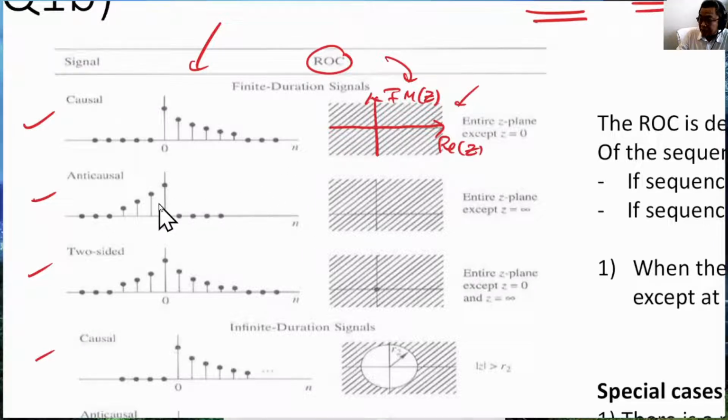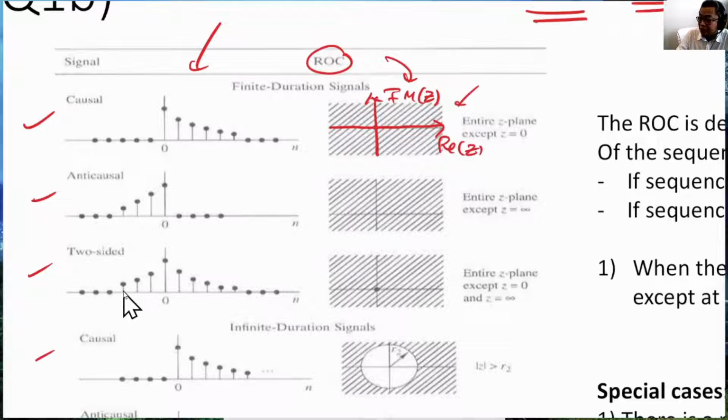This is the anti-causal sequence. It will exist actually only from x of -1, -2 up to negative infinity. If it is finite, then after some time it will become 0. So again, on top is a causal signal existing only on positive time, but after a finite n, the rest of the values are 0. Now, in the anti-causal sequence, the region of convergence is everywhere except z equals infinity.